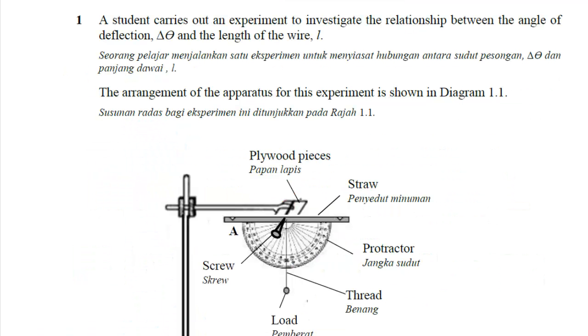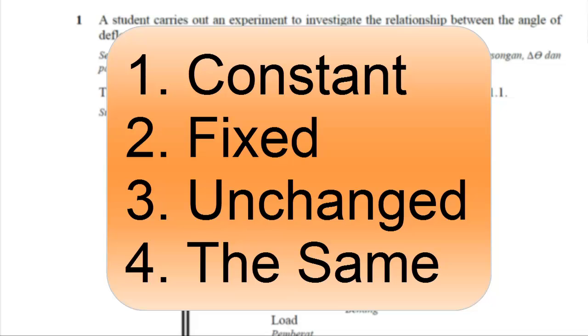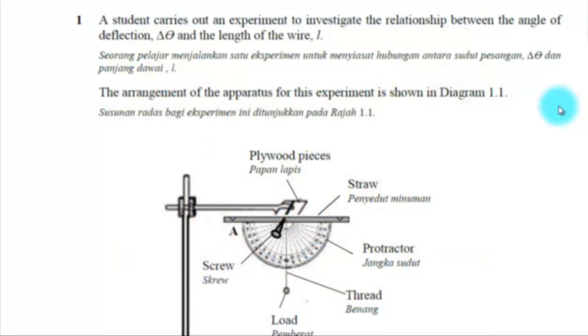One way to determine the constant variable is to search for the word constant, fixed, unchanged, the same in the question. If you can find either one of these four words, constant, fixed, unchanged, the same, that will be a confirmed fixed variable. But I don't think you can find it in this question.